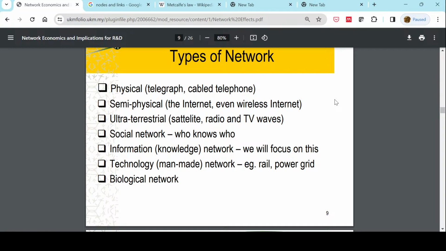Another one is biological network. You know, DNA is a biological network.